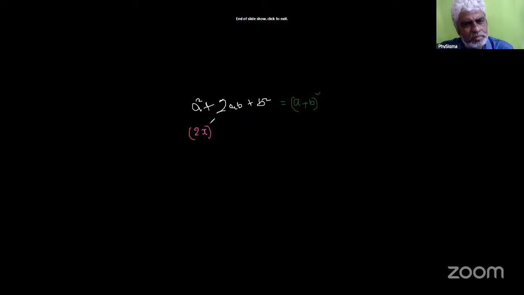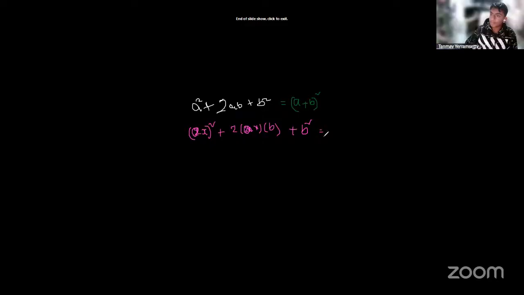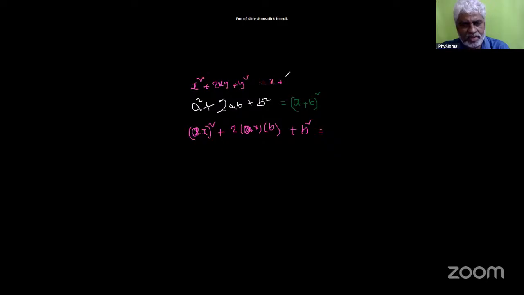But if we have this formula, ax whole square plus 2 into ax into b plus b square, what will it be? A square plus 2ab plus b square is a plus b whole square, right? Ax whole square plus 2 times ax into b plus b square is equal to what? See, what is x square plus 2xy plus y square? It is x plus y whole square.